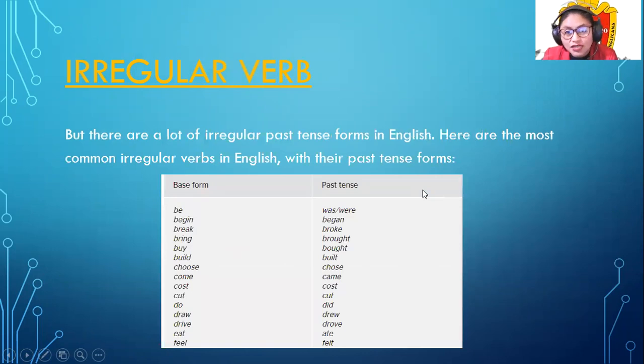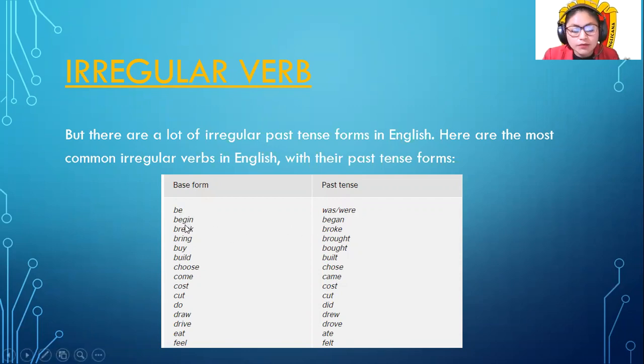But we have other kinds of verbs, right? The irregular verbs. What about the irregular verbs? It says, but there are a lot of irregular past tense forms in English. Here are the most common irregular verbs in English with their past tense form, ¿no? ¿Qué sucede con mis verbos irregulares? No van a cumplir la regla anterior, que es agregarle ed al final. Entonces, ¿cuál es la forma o cuál es la regla que voy a aplicar? Bueno, no hay una regla específica, sino que su forma en tiempo pasado es diferente, ya que es un verbo irregular. En el caso de be será was, were.